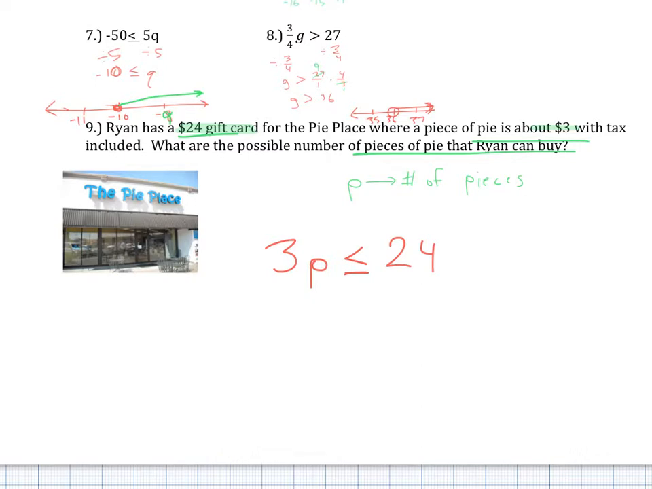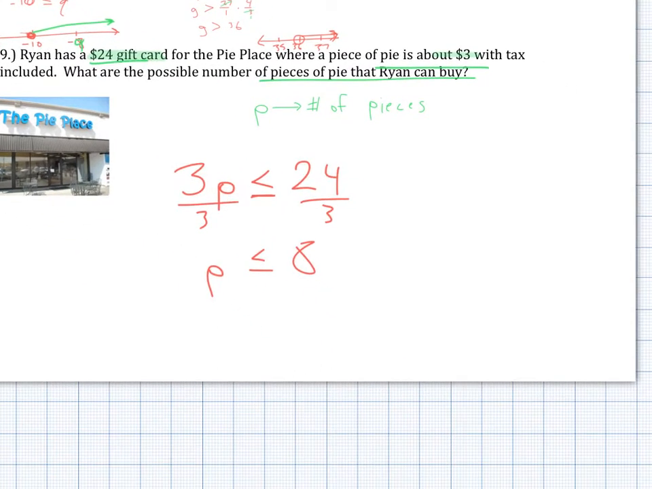Now, to solve, divide by 3, and you get P is less than or equal to 8. No negatives there, so I don't have to flip the inequality sign. When I graph this, there's 8, there's 7, there's 9. We've got a closed dot on 8, right? And then I could buy 7.